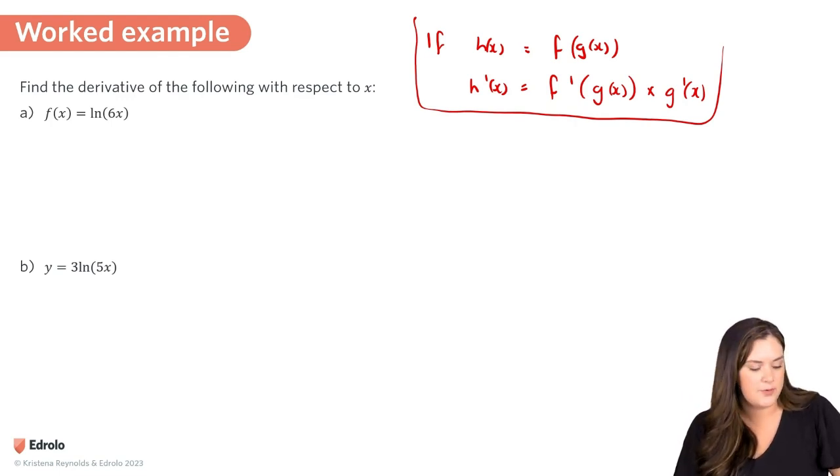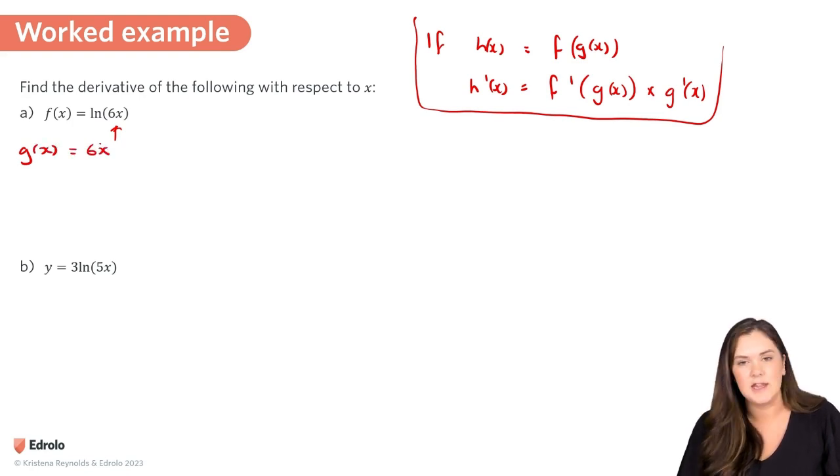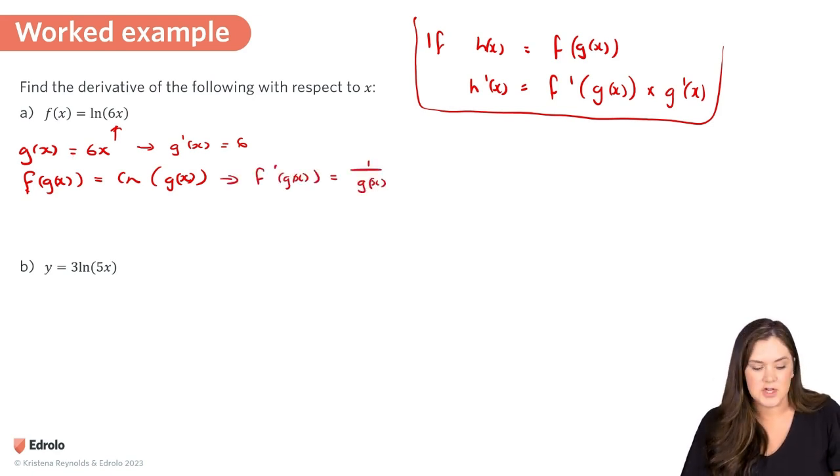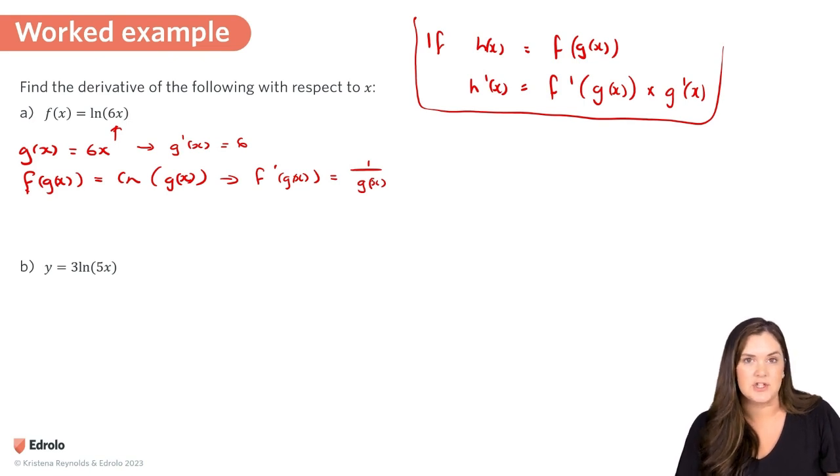So for our first example, we are going to separate this so that we can use our chain rule. We are going to let this 6x become a new function. So we have g of x equals 6x. And then we can rewrite f of x with g of x there. So now we can say that f of g of x is the log of g of x, and now we can differentiate those separately. The derivative of g of x is just 6, and the derivative of f of g of x is 1 over g of x. So now, when we want to differentiate f, we are going to multiply our two derivatives together.